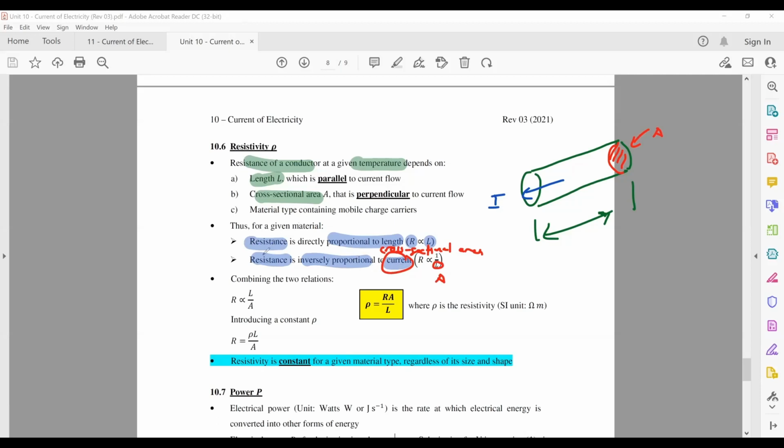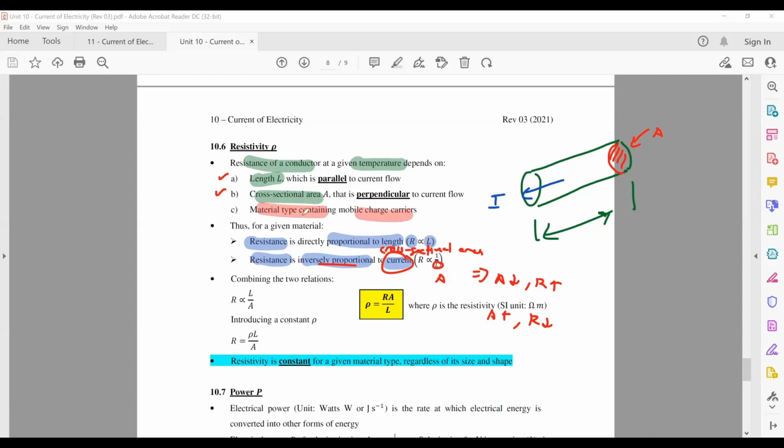So when your area drops, your resistance ought to increase. When your area increases, your resistance drops. That's why we say that it's inversely proportional to cross-sectional area. So these two factors affect resistance: length and cross-sectional area. Another thing that could also affect resistance is the material type that contains the mobile charge carriers.